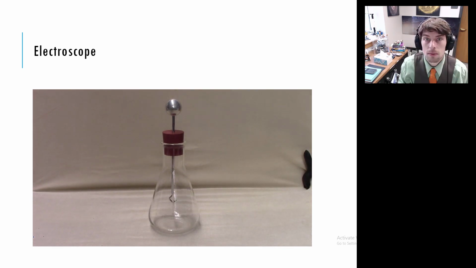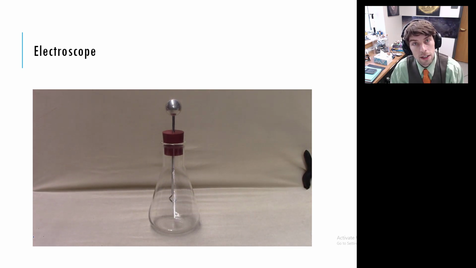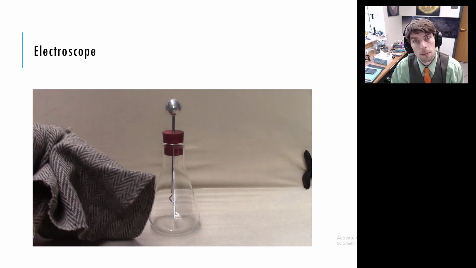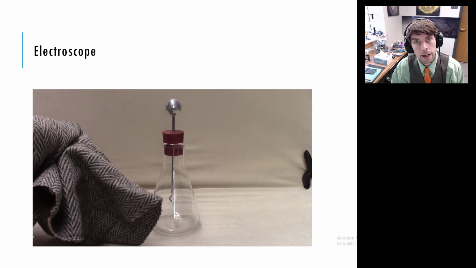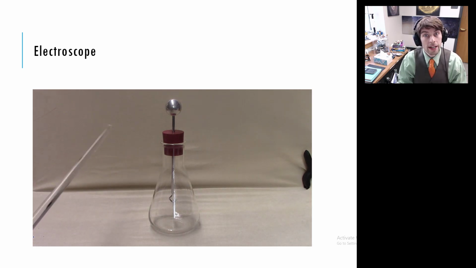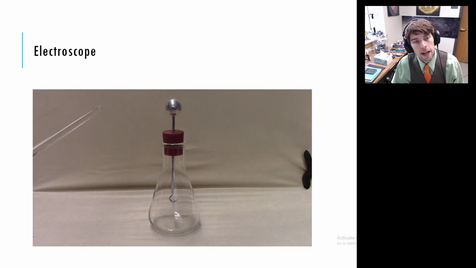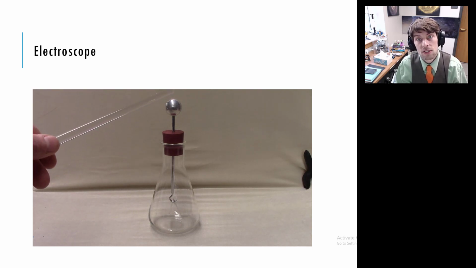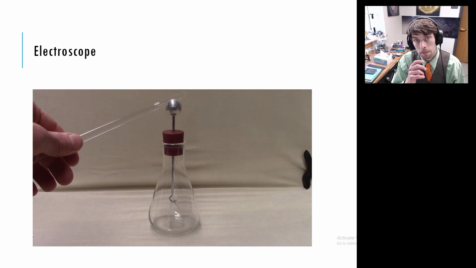And what's next? Well, I'll take a glass rod and the wool, and I'll rub the glass rod on the wool. Now we know that we're separating these charges. And now let's touch the glass rod to the sphere. Now remember, the sphere is conducting, so I've deposited some charge onto the sphere.